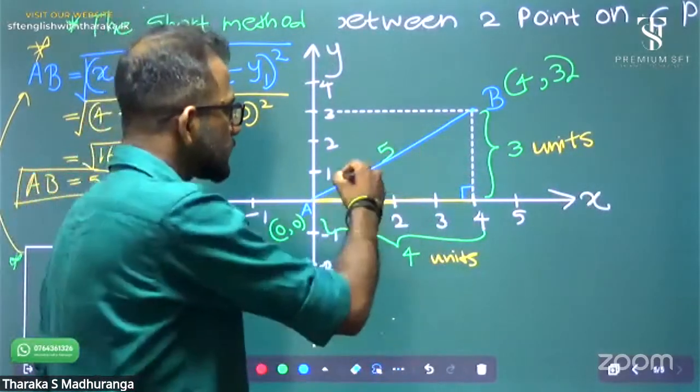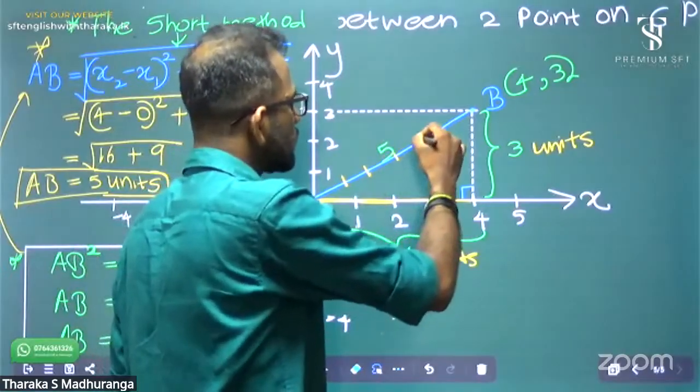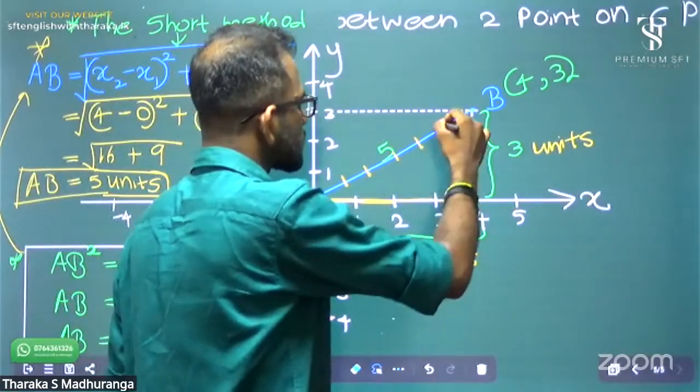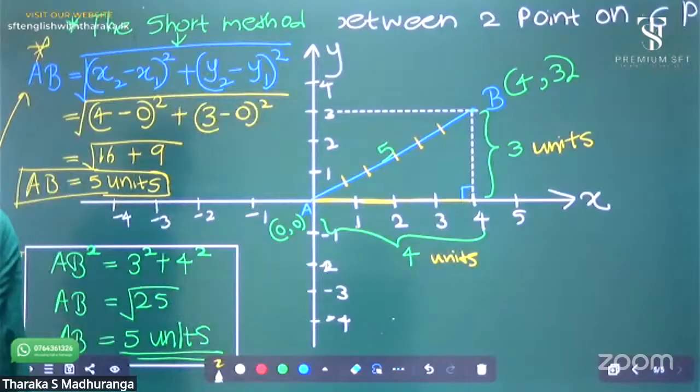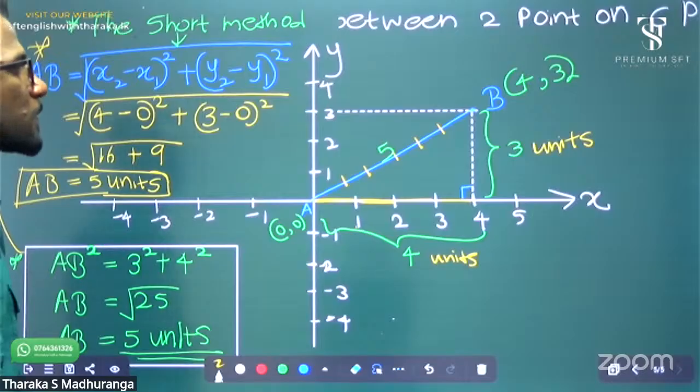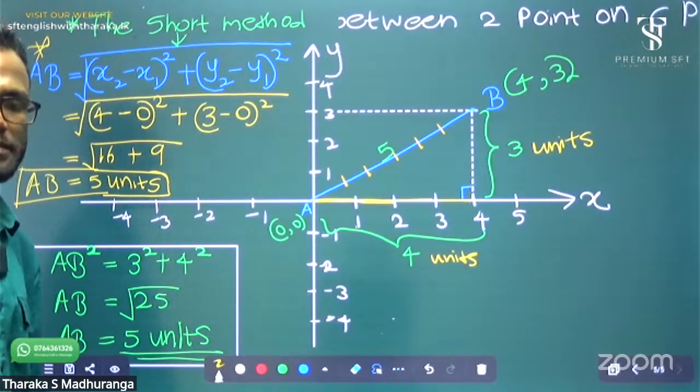It's 5 gaps. 5 units. Like this. Understood? Five units.